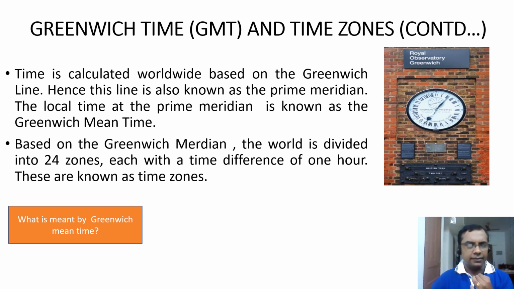Now we can study the second part of this lesson, that is the various time zones. Time is calculated worldwide based on GMT or the Greenwich line. Hence this line is also known as the prime meridian. The local time at the prime meridian is known as the Greenwich Mean Time or GMT. Based on the Greenwich Meridian, the world is divided into 24 zones, each with a time difference of 1 hour. They are known as time zones.